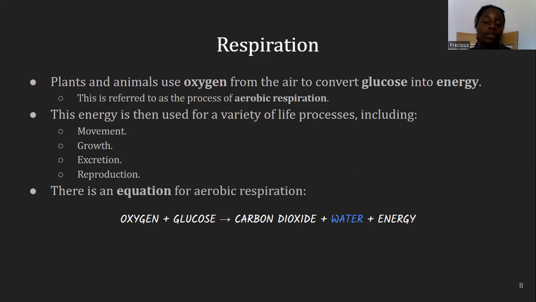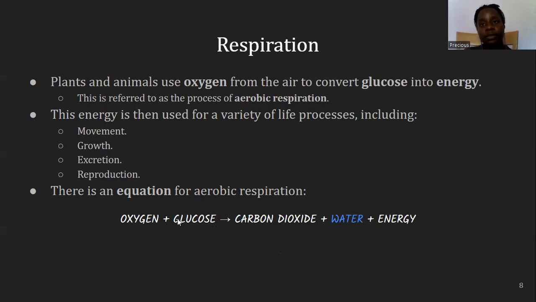Okay, the major thing for you to think about when you think about the types of respiration is oxygen. Aerobic respiration is a type of respiration that happens in the presence of oxygen, and anaerobic respiration is the type of respiration that happens when there is no presence of oxygen, all right, so in the absence of oxygen. So this is the equation for aerobic respiration. Essentially, oxygen will react with glucose.